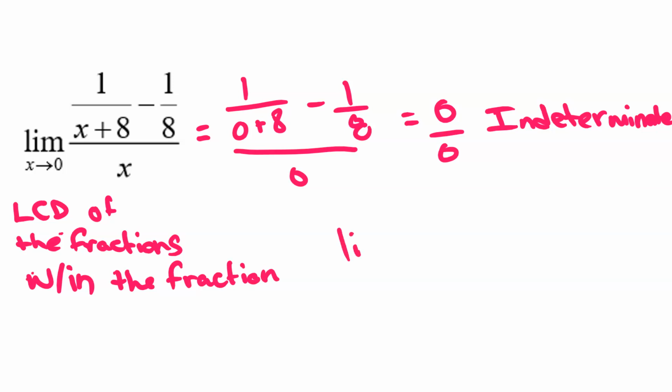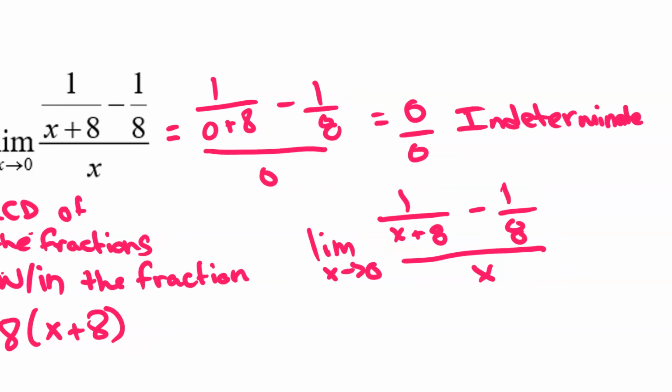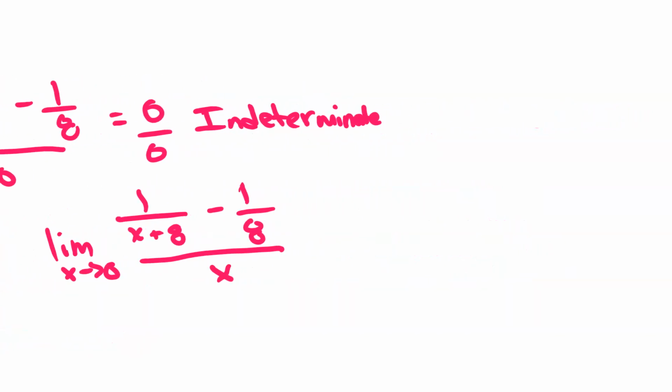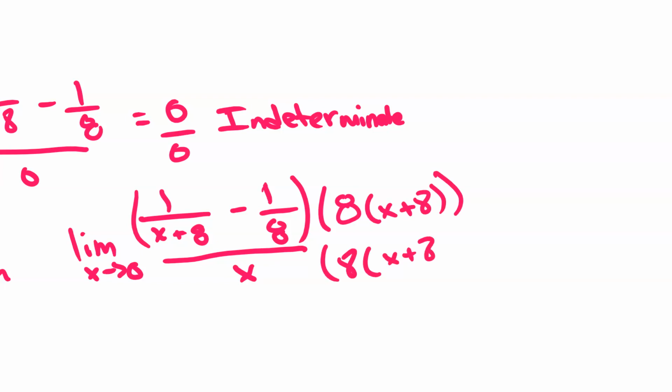So let's write it again. So the fractions within the fraction are going to be the 1 over x plus 8 and the 1 over 8. So our least common denominator for that would be 8 times x plus 8. So we're going to multiply by that over itself. So throw some parentheses on there. You've got 8 times x plus 8 over 8 times x plus 8.